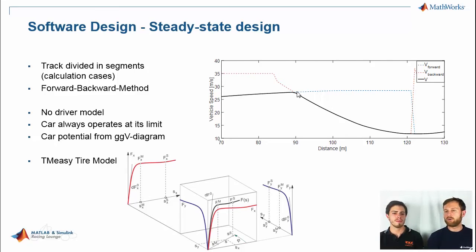Exactly. So as the interface between road and car is the tire, I guess you would need a tire model. We use a TMEC tire model because it's very simple to parameterize. It has very few parameters that you give, and it gives us what we need.